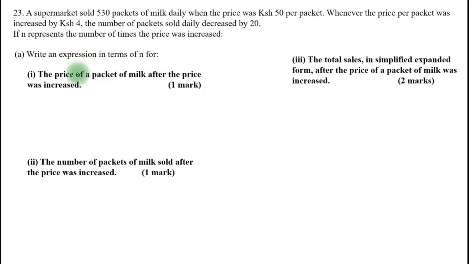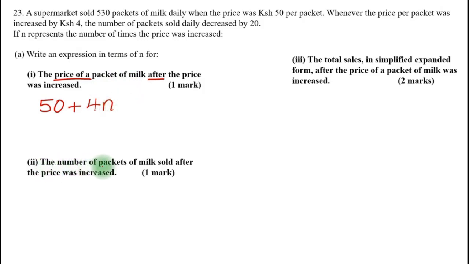So in our case here, we are required to find the price of the packet after the price was increased. Before the price was increased, it was 50 shillings per packet, but now it has been increased by 4 shillings. We don't know the number of times the price was increased, but we have been given n to represent it. So if n is the number of times it was increased, it will be the initial price plus 4n. So this will be the price after the packet has been increased.